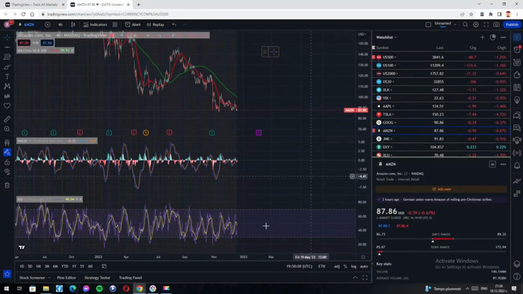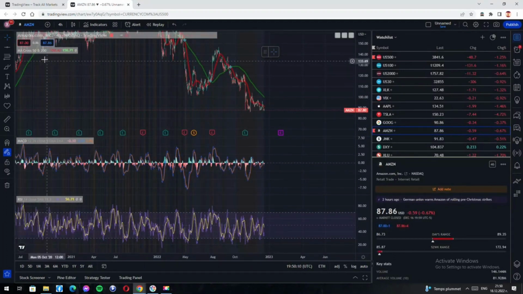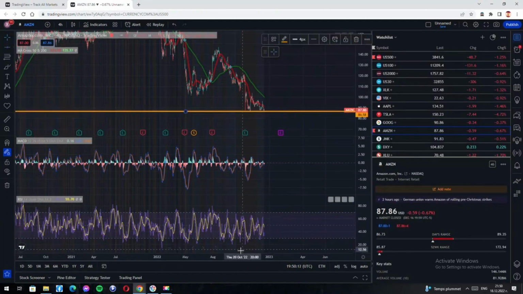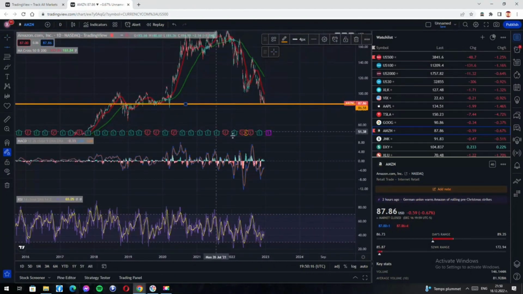Let's take a final look at Amazon. Amazon is standing on the edge of a cliff. This support is a very important support. First, it came down during earnings, then it bounced, then right now we're here again. Also, support here, support here, support here. I believe that we'll break this support.